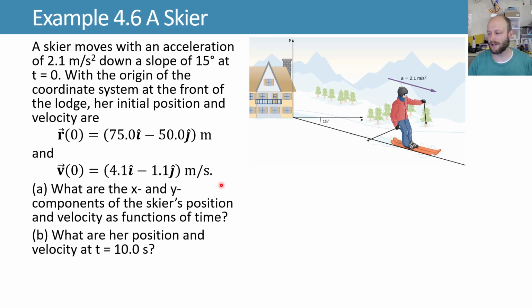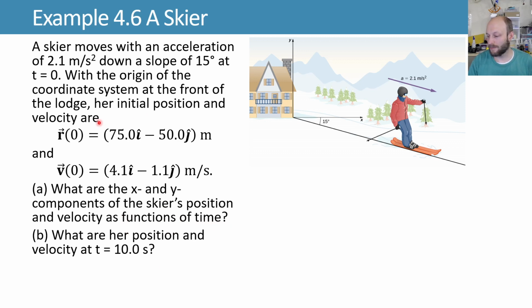Let's work an example with constant acceleration in 2 dimensions. Here we're considering a skier moving with some acceleration of 2.1 meters per second squared down a slope of 15 degrees at some initial time. And what we want to know is what are the x and y components of the skier's position and velocity as functions of time, and what's her position and velocity at 10 seconds.